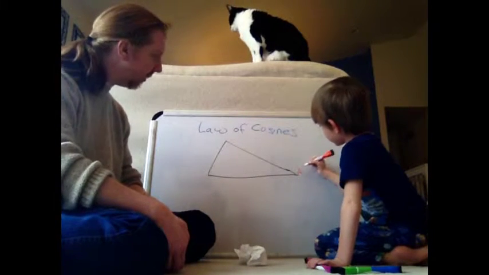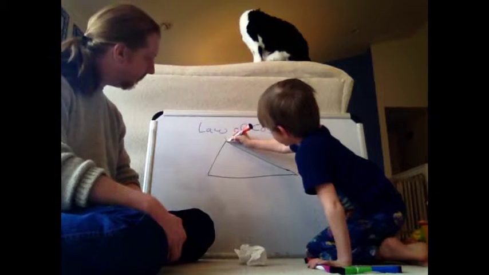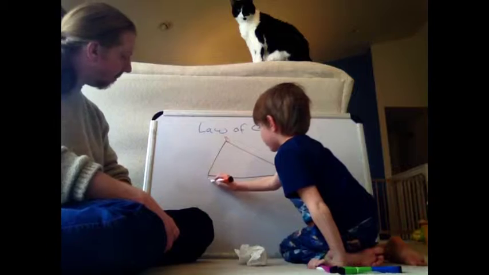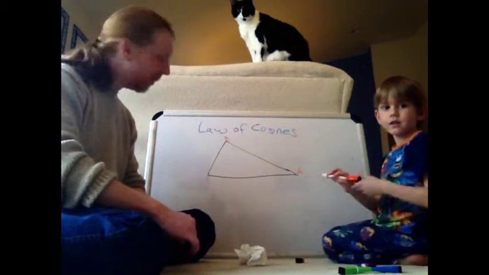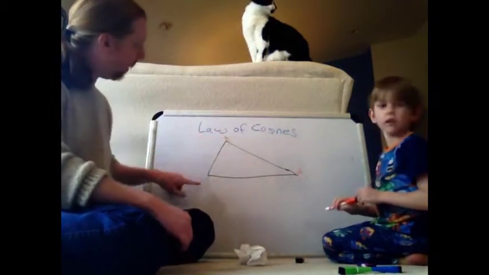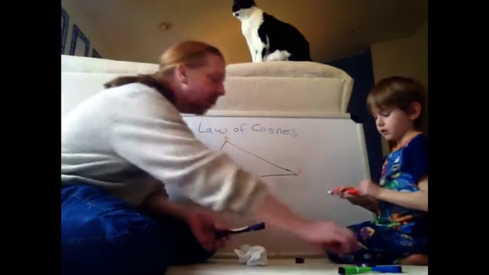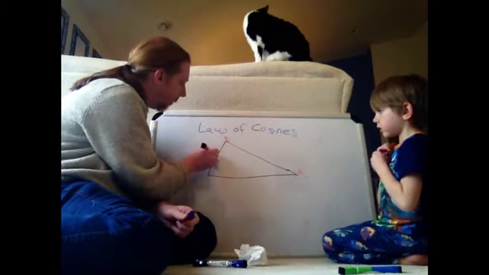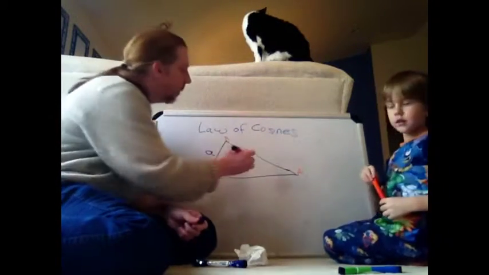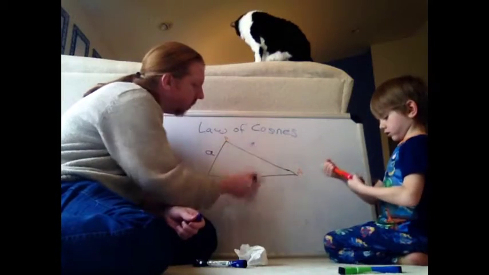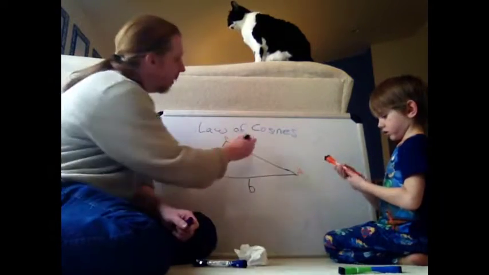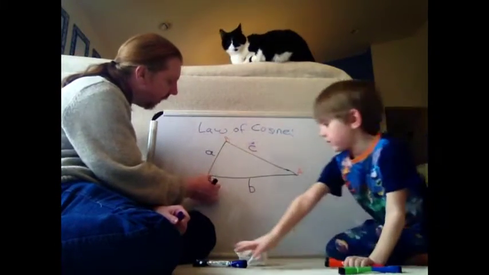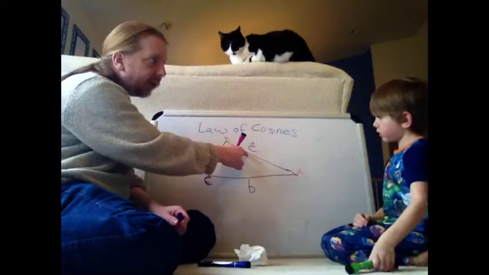So there's an A, all right, put another one there. Oh, capital B and capital C. Pretty good. So we have angles A, B, and C. The law of cosines has to do with the sides that are opposite. So here's lowercase a, lowercase b, and lowercase c.